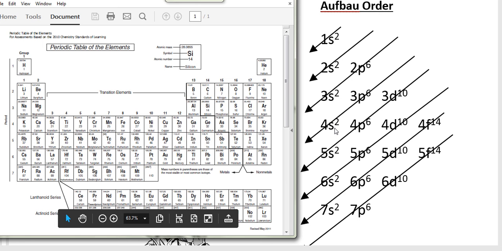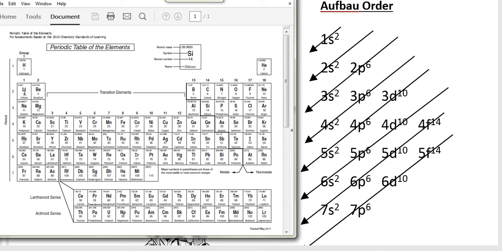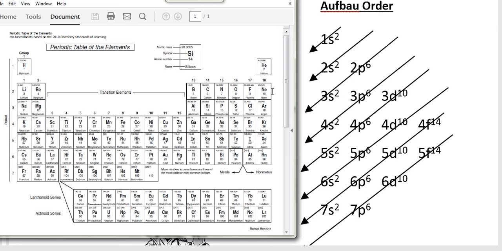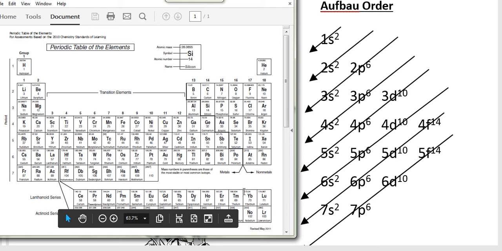How do I know if it's s, p, or d? How wide is this section? Look, 2 elements, 2 elements, 2 elements, 2 elements, 2 elements. Those are the s's. What about p's? 1, 2, 3, 4, 5, 6. 6 elements wide. D's are 10. Check this out: 1, 2, 3, 4, 5, 6, 7, 8, 9, 10. 10 elements wide. The f's are down here. This is 14 elements wide. So that pattern is hidden right here.